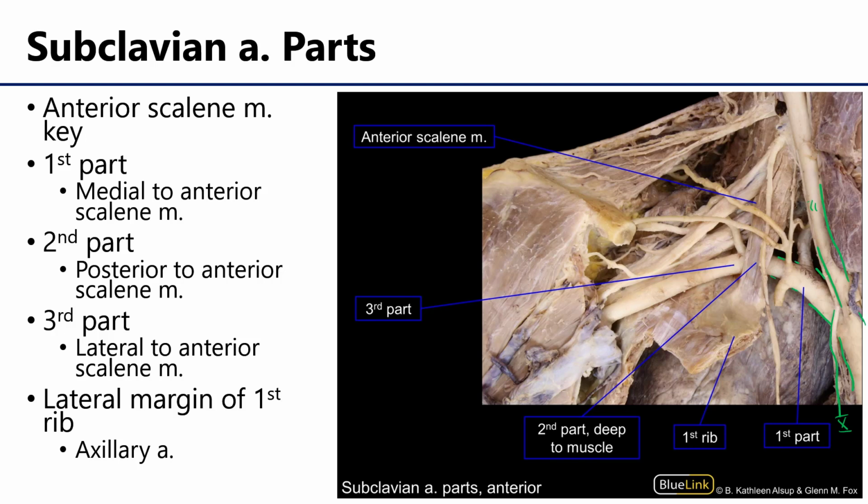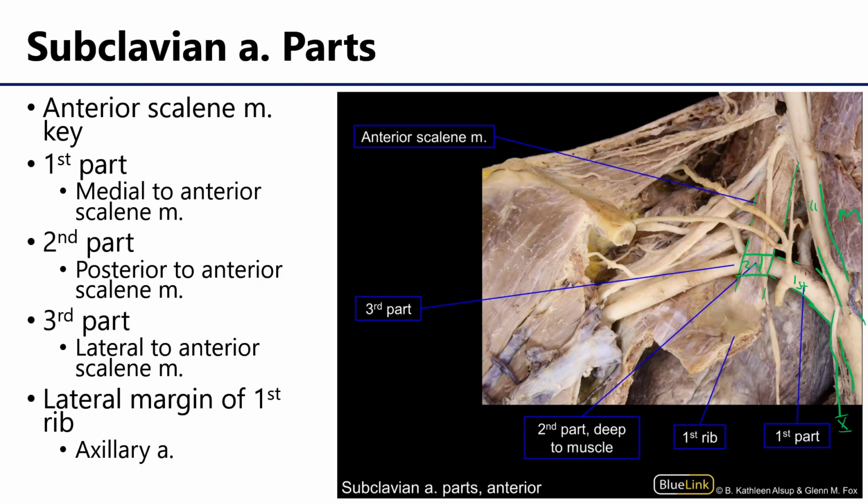Now, the subclavian artery has three major parts to it, and those parts are defined by their relationship to this muscle here, the anterior scalene muscle. The anterior scalene muscle is the key to the root of the neck. So anything medial to the anterior scalene muscle is the first part of the subclavian artery. Anything posterior to the anterior scalene muscle is the second part of the subclavian artery.